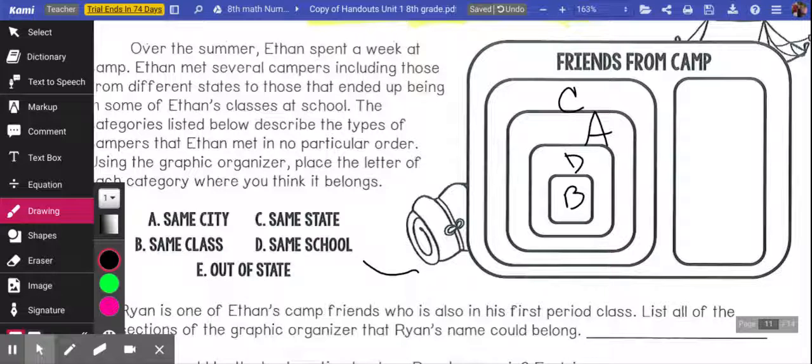But they might start out where they're not in the same class, but they're at the same school, and then obviously the same city and state. Or some friends he met at camp might just be in the same city, therefore in the same state. Or he might have just met some friends from his same state. And then he would have met some friends from out of state. So this represents our irrational numbers over here. And then these are all of our rational numbers. And then all the different types of numbers fall in there.